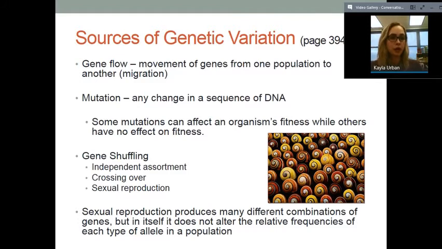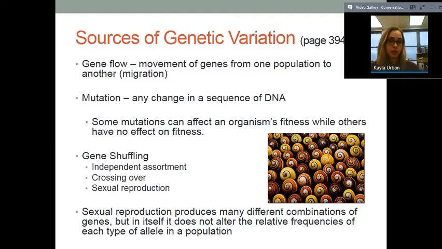So if you immigrate or emigrate, you're moving either into or away from a population. You take your genes with you, and if you reproduce in this new area, you're introducing genetic variation to the new area. Also think of birds when they migrate. They are going great distances, and they are taking their genes with them and introducing them into a new area.